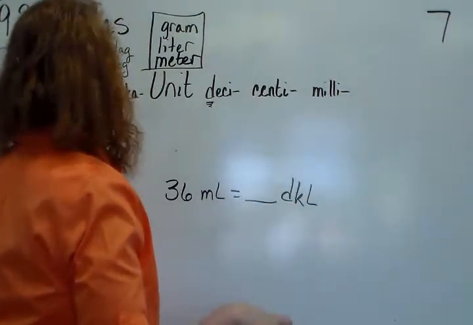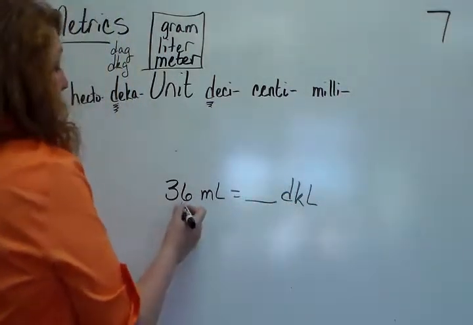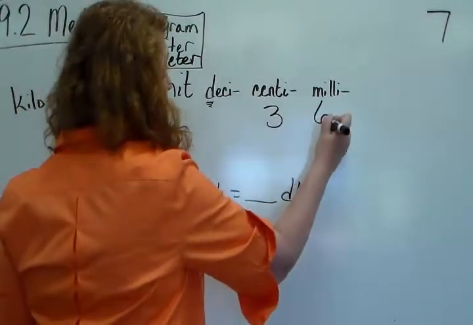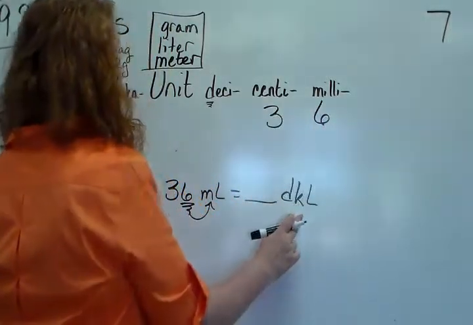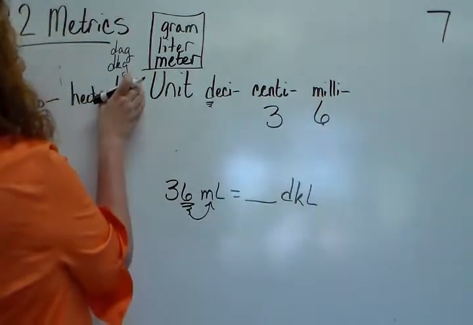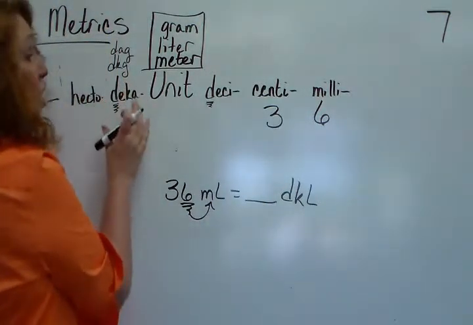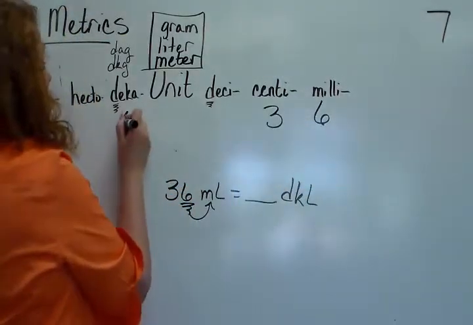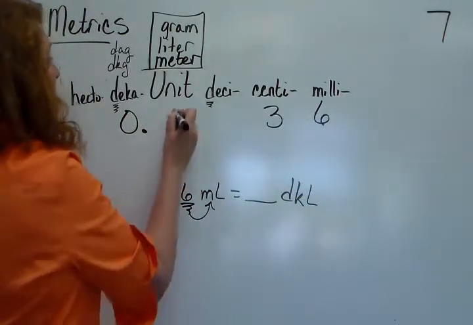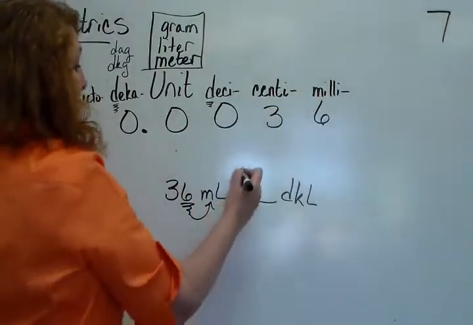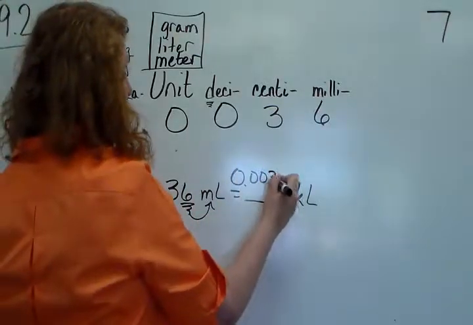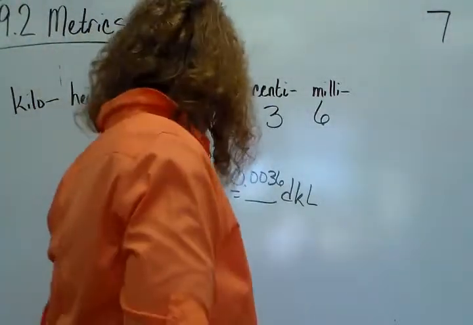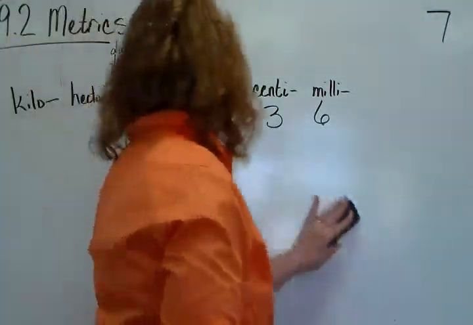So we want our 36 to end in milliliters. So we're going to say 36 milliliters, but we want to know how many decaliters. Well, decaliters is here, and there aren't any. It's smaller than a deciliter. So this is going to be 0 point, and I'm going to have to fill these in. 0.0036 decaliters. Okay?